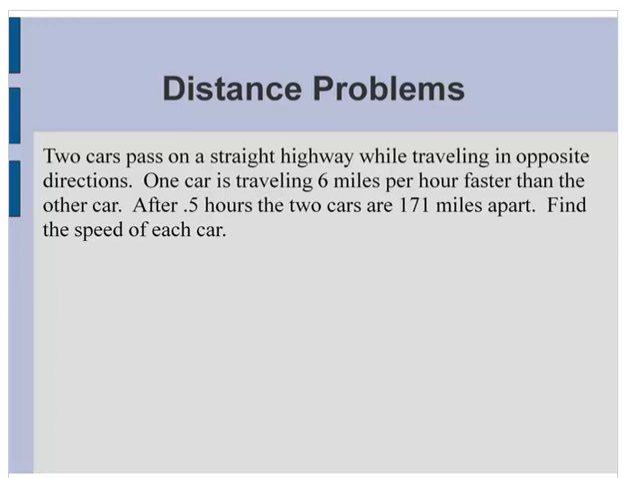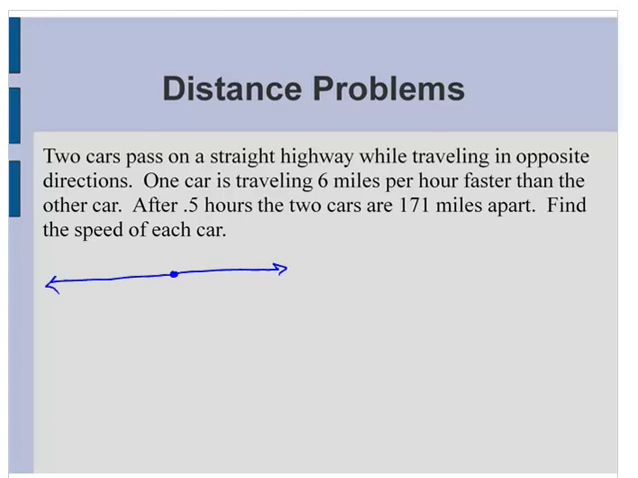Two cars pass on a straight highway while traveling in opposite directions. One car is traveling 6 miles per hour faster than the other car. After 0.5 hours, the two cars are 171 miles apart. Find the speed of each car. I'm going to draw a little diagram for this. Alright, so they pass each other at this point. So here's car 1, and here's car 2.